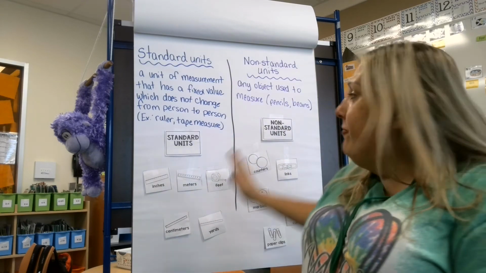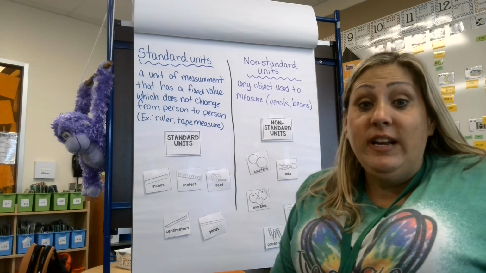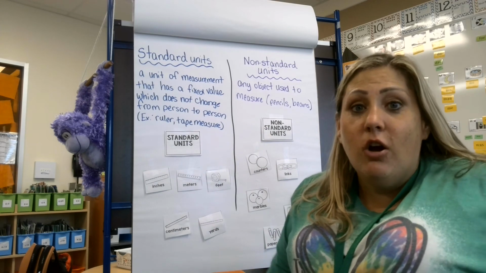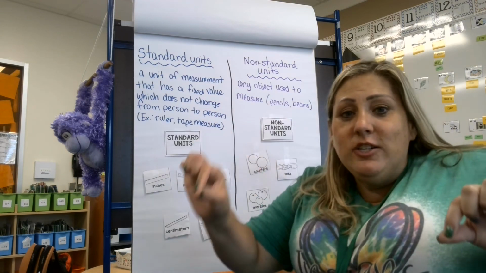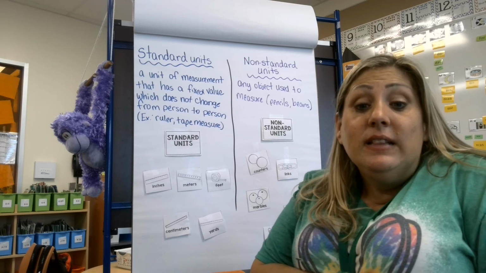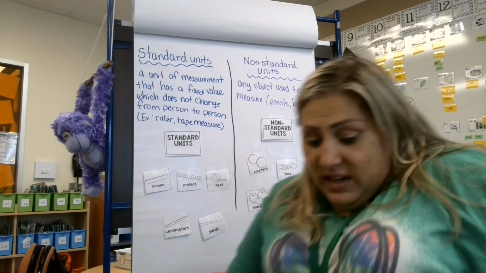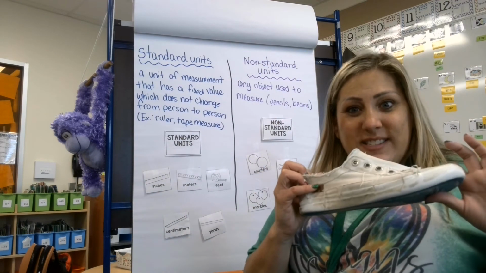But for non-standard units, if we're measuring our sofa, and we need to know how many paper clips long our sofa is, we can measure that and use different things. Pennies, linking cubes, counters, those little teddy bears. You could even use your shoes.